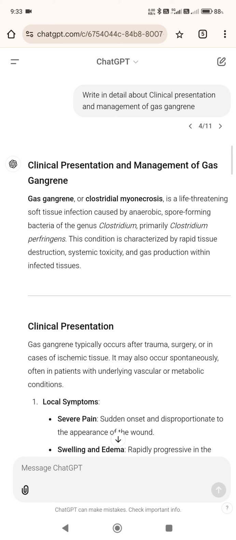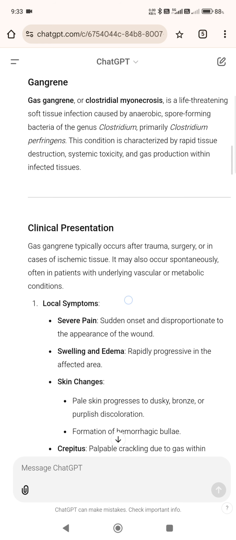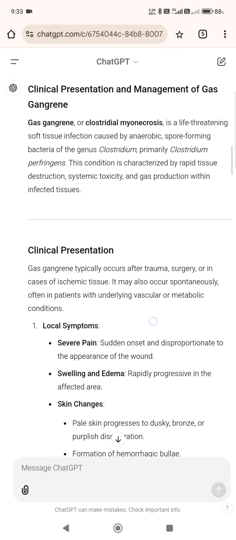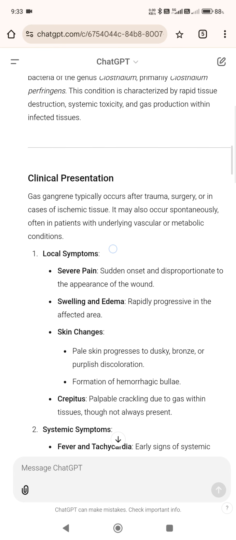Clinical presentation. Gas gangrene typically occurs after trauma, surgery, or in cases of ischemic tissue. It may also occur spontaneously, often in patients with underlying vascular or metabolic conditions. 1. Local symptoms: severe pain, sudden onset and disproportionate to the appearance of the wound.